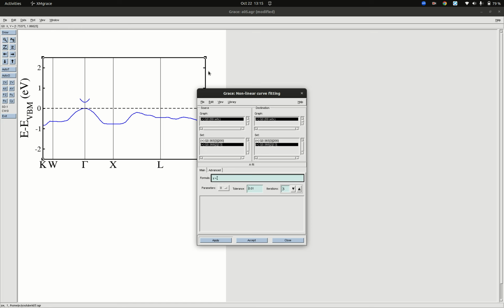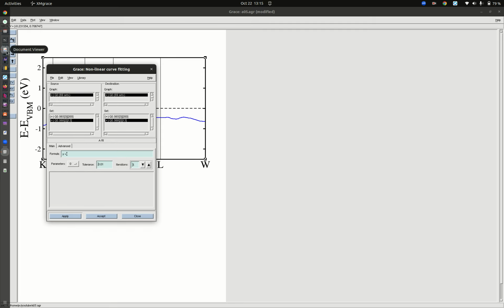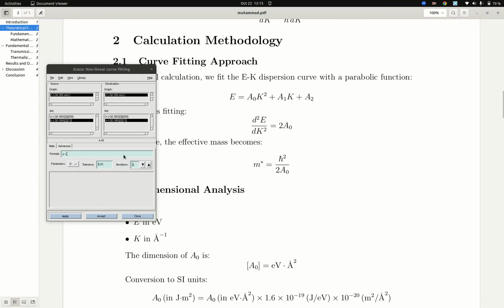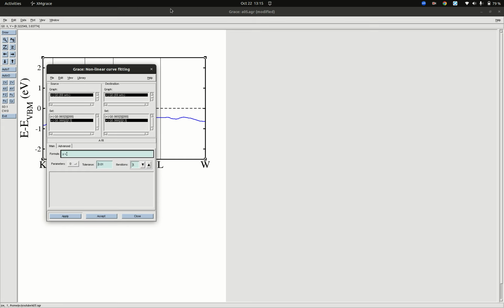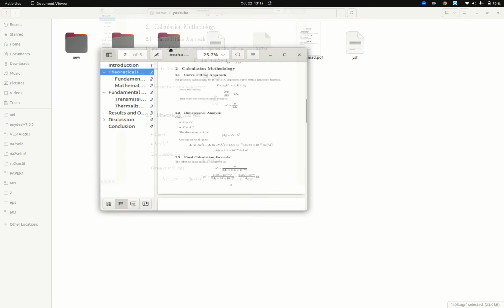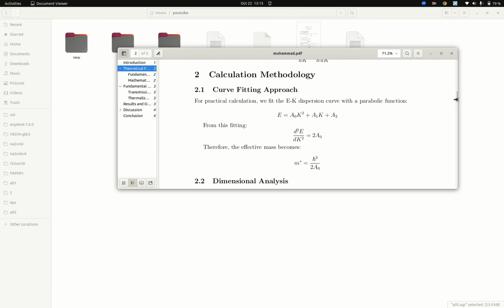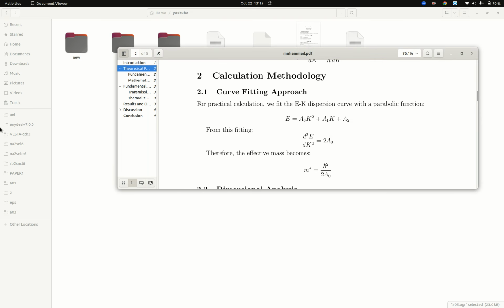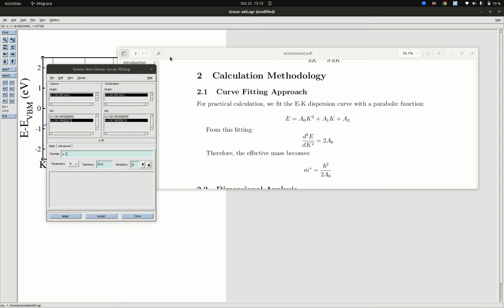So I'm going to keep this always on top and open this up. So I have to minimize it, to keep this on top.